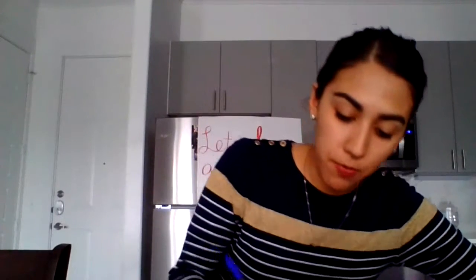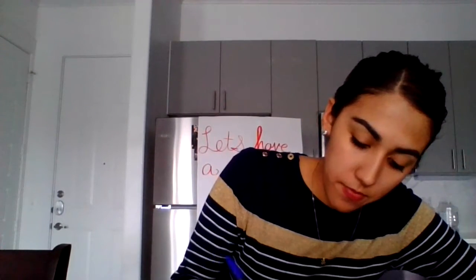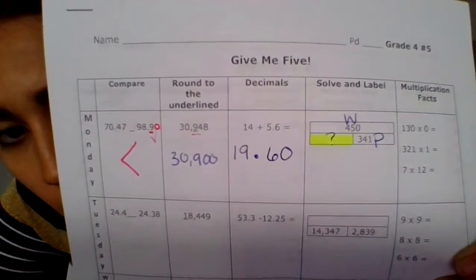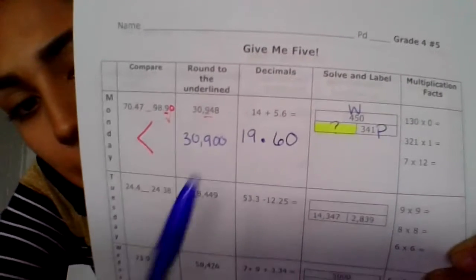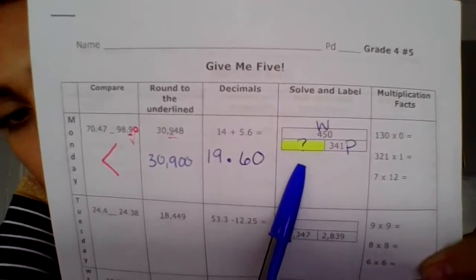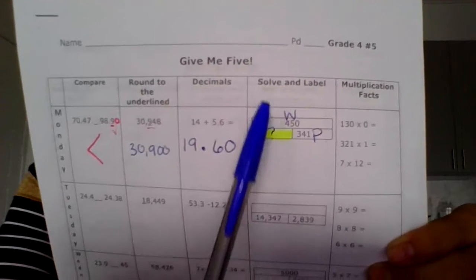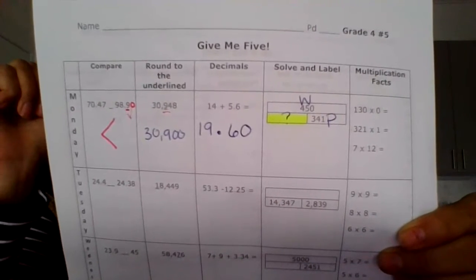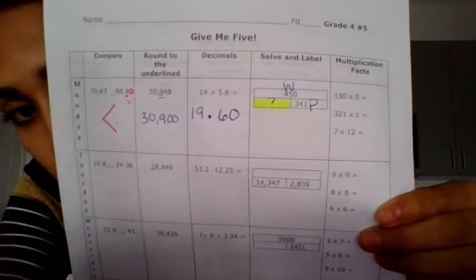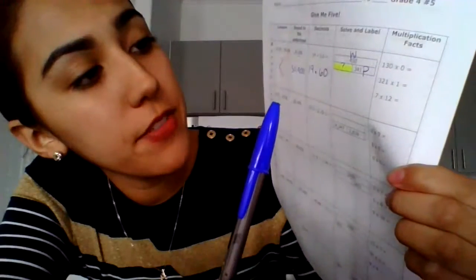Oh, I forgot to label. So as I'm looking at this strip diagram, I have my whole, I have one part, but I'm missing the other part. So when I have my whole and I'm missing a part, I know I am going to subtract. So you need to subtract 450 minus 341.